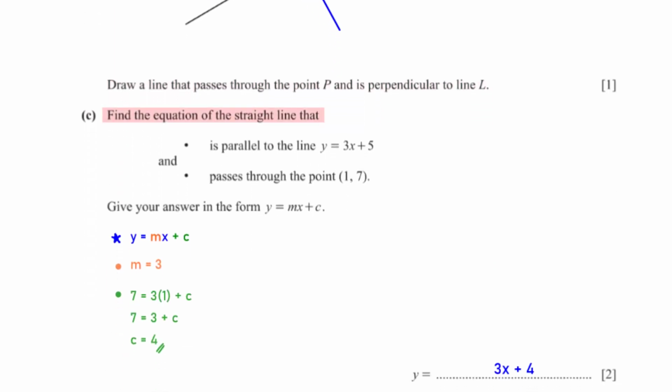Find the equation of the straight line that is parallel to the line y equals 3x plus 5 and passes through the point 1, 7. Give your answer in the form y equals mx plus c. All we need to do is find the values of m and c for the line and plug in these values into y equals mx plus c.